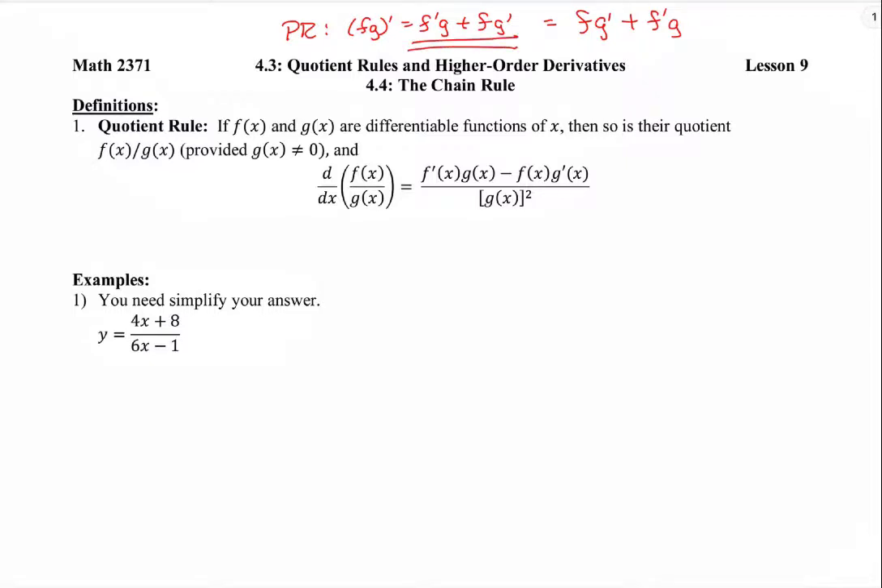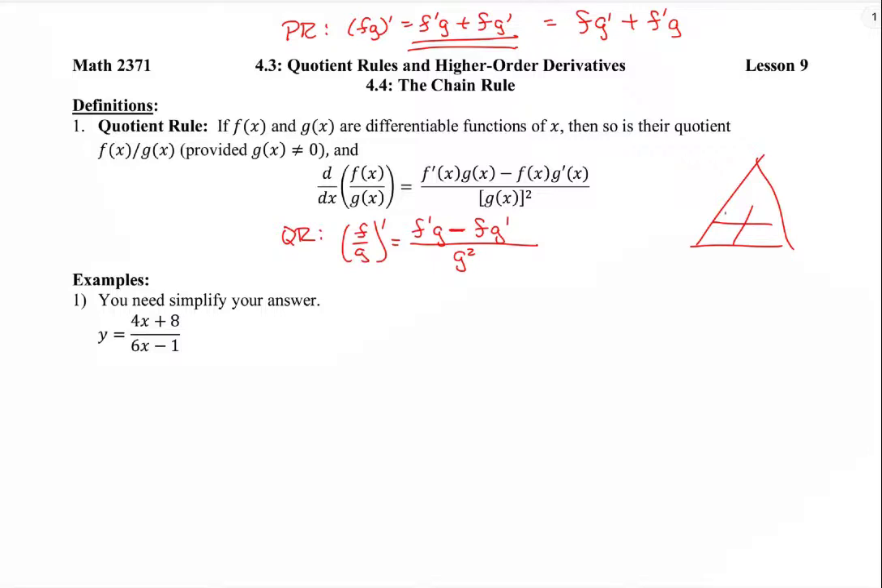The reason being is the quotient rule. The quotient rule has to be stated this way. The derivative of f over g has to be f prime g minus f g prime, all over g squared, because it has to be stated that way because of the subtraction sign. All right?